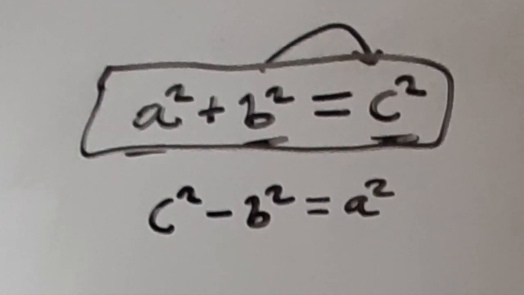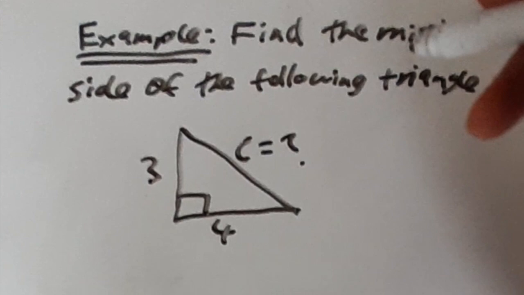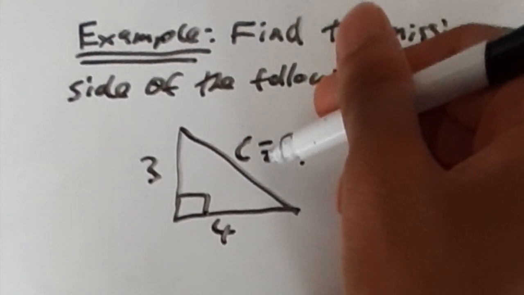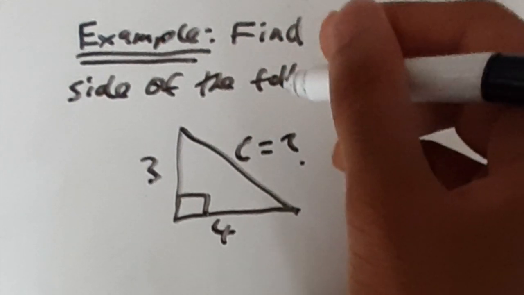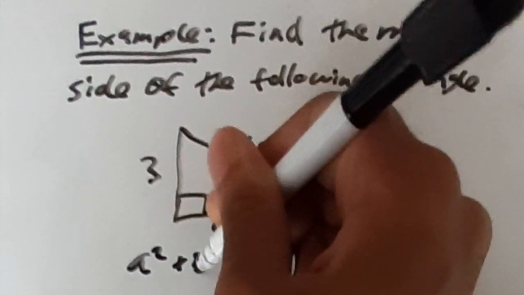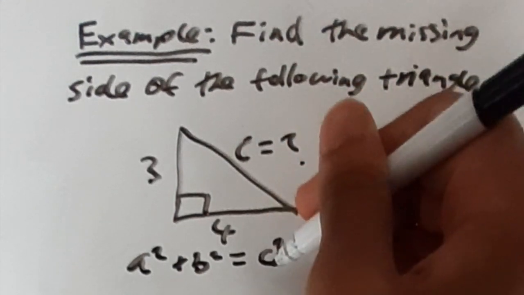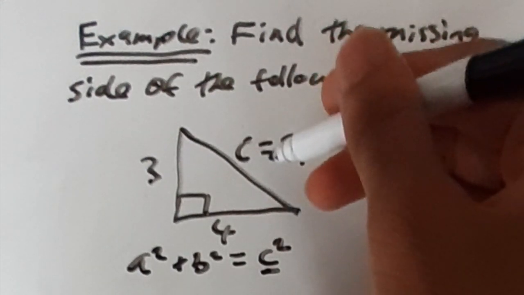Let's now put this theory into a practice example. So in this example, we have to find the missing side of the following triangle. In this problem, we can first identify the missing side is the hypotenuse, as it is the longest side. Now we apply the formula of the Pythagorean theorem, which is a squared plus b squared equals c squared, where c would be our missing side as it is a hypotenuse.